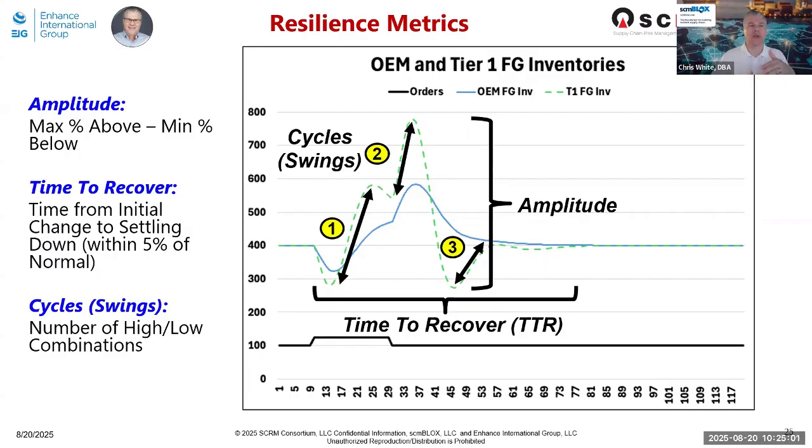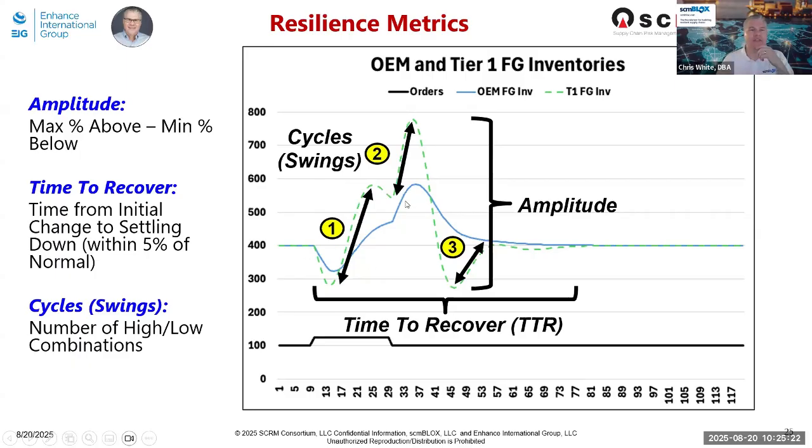And we had 3 that we were looking at. The first is the amplitude. That's sort of the maximum minus the minimum that we see in these oscillations. So how big is that? How chaotic? The time to recover is once I start seeing a change to when I start to settle down, not exactly settled down, but close to settling down. And then cycles and swings.